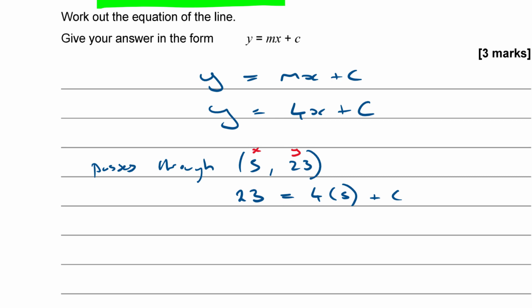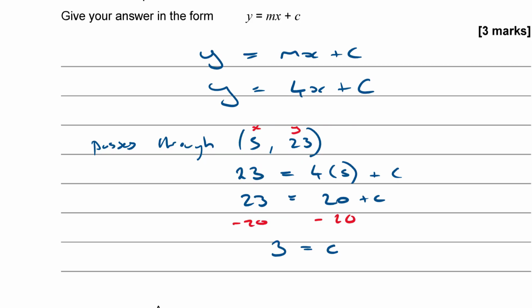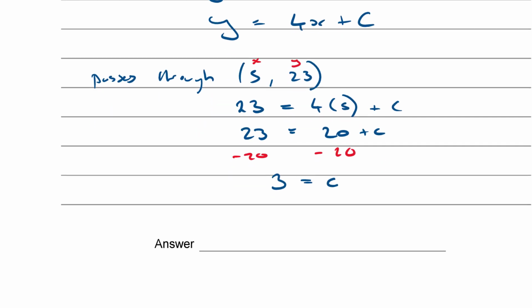Let's just multiply out those brackets. 4 times 5 is 20, isn't it? So I've got 23 is equal to 20 plus c. Let's just subtract 20 from both sides. It's going to leave me with c equals 3. So now I know all the pieces. I've got m, I've got c. I can write down the equation. It is y equals 4x plus 3.